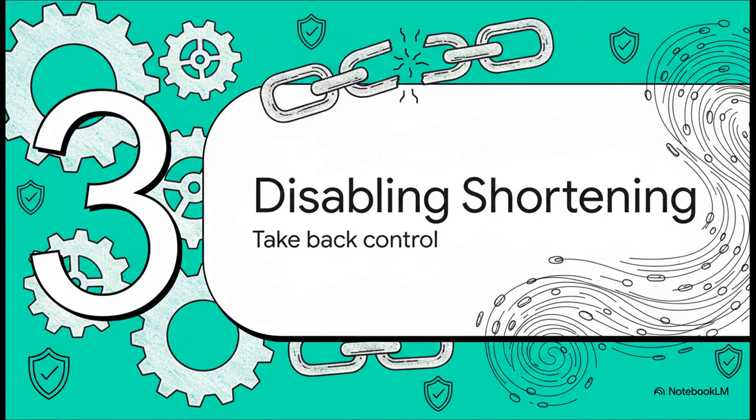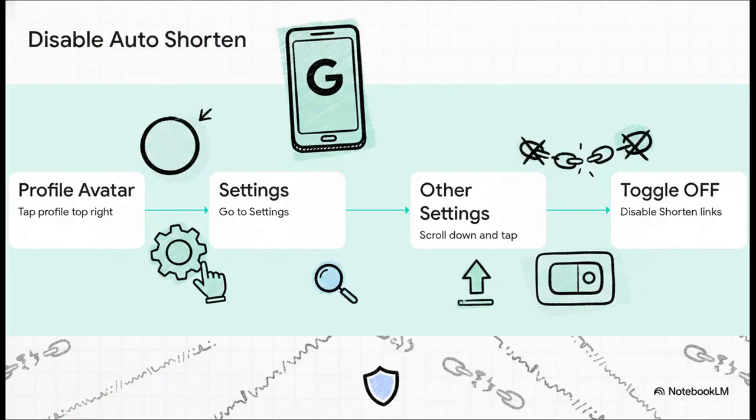Section 3. Disabling automatic link shortening. So what can we do about it? Well, if you're using the Google app on Android, you can actually take back a sliver of control.